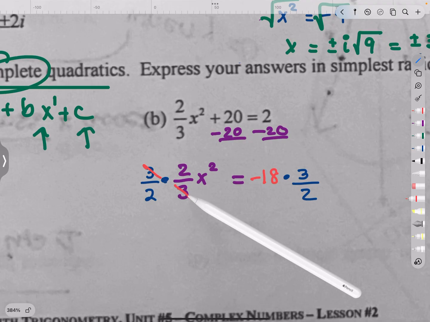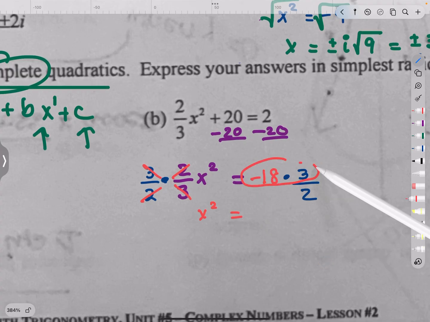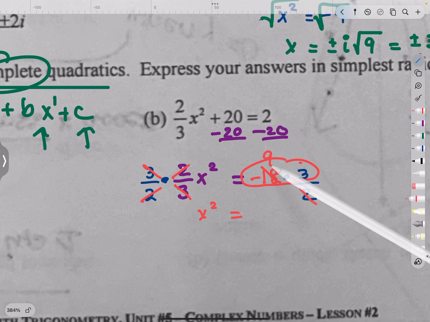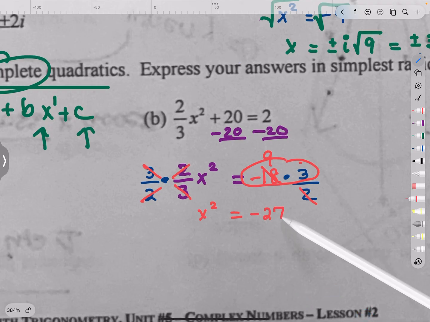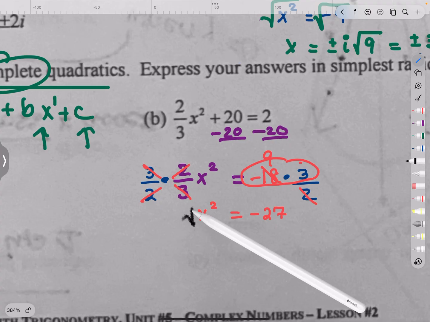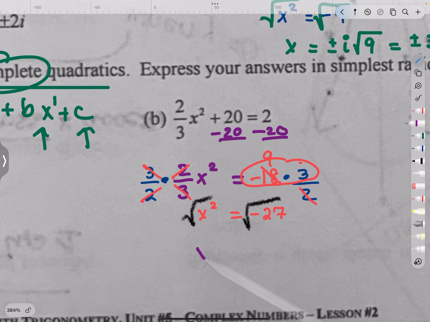Okay, so here, cancel, cancel, cancel, cancel. They really just make ones, 2 over 2 and 3 over 3. And then over here, I could multiply these first, but I'm going to do my division first. 2 goes into 18 9 times. That's a negative 9. And so negative 9 times 3, negative 27. Now I just got to square root it, right? Unfortunately, 27 isn't a square rootable number, but we'll just go digging into it and find out what can come out.